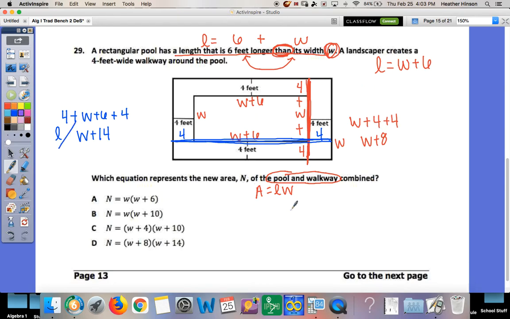So then let's just plug it in. What did they give us for area? They told us our new area is N. Our length, we added all that up and got W plus 14. Our width, we added all that up and got W plus 8. So what does that match? That matches D.